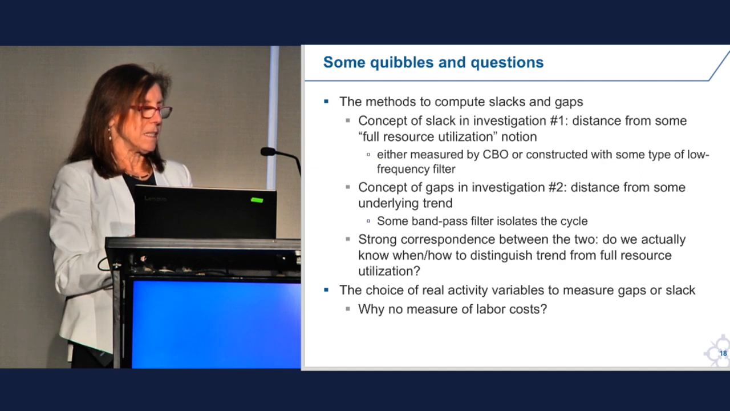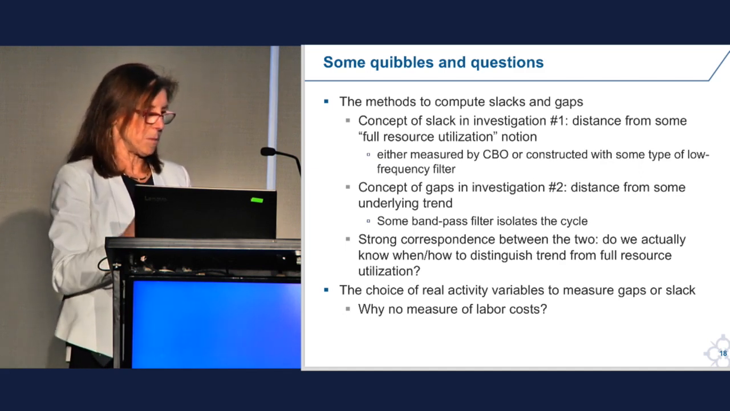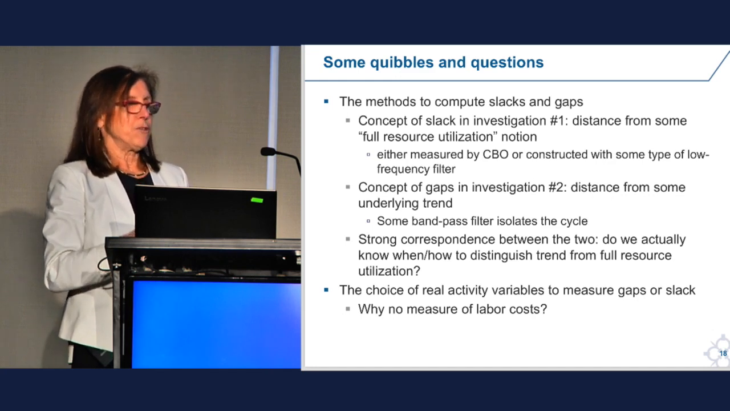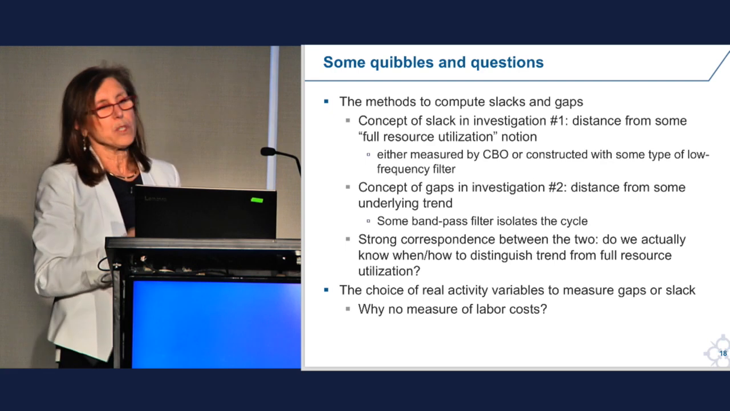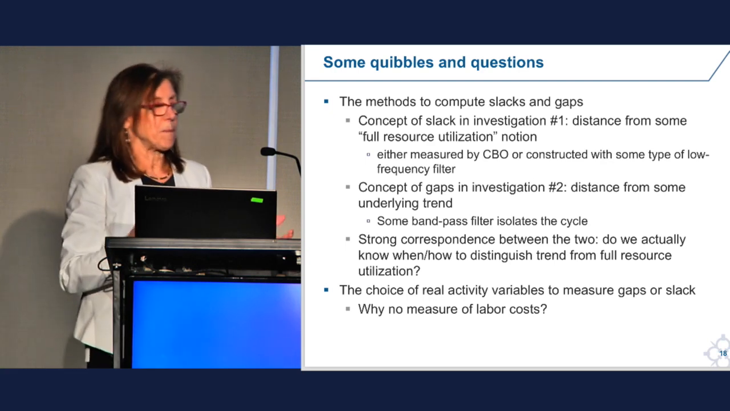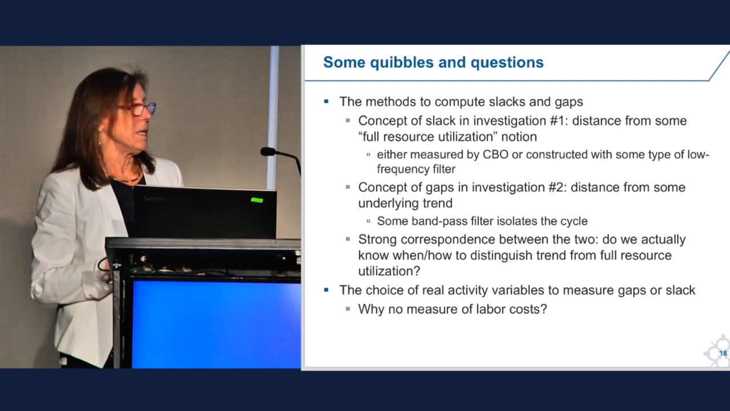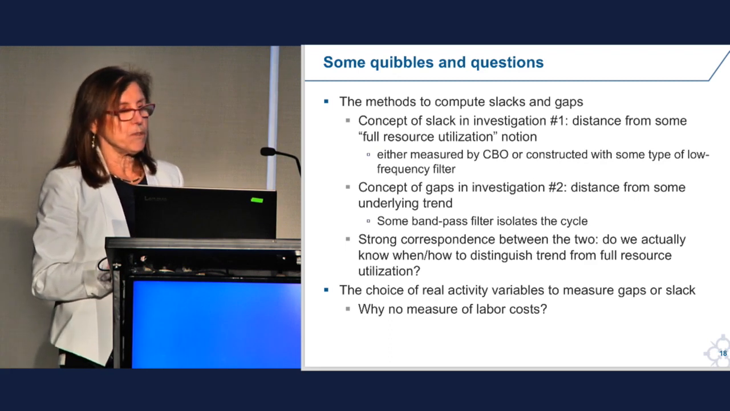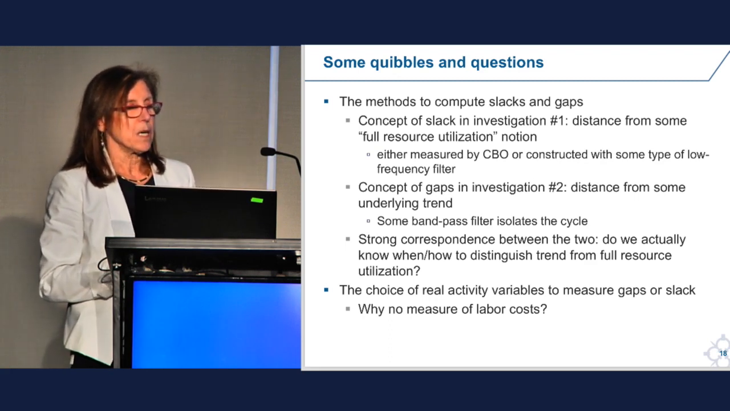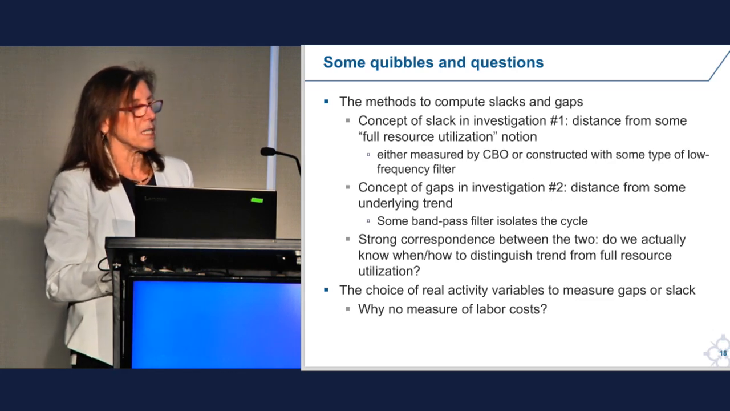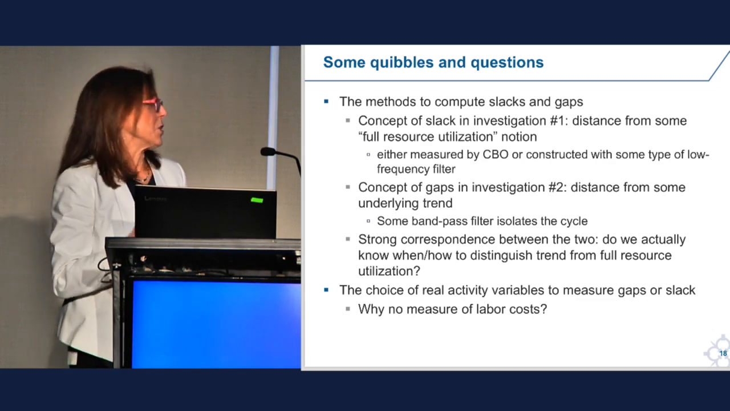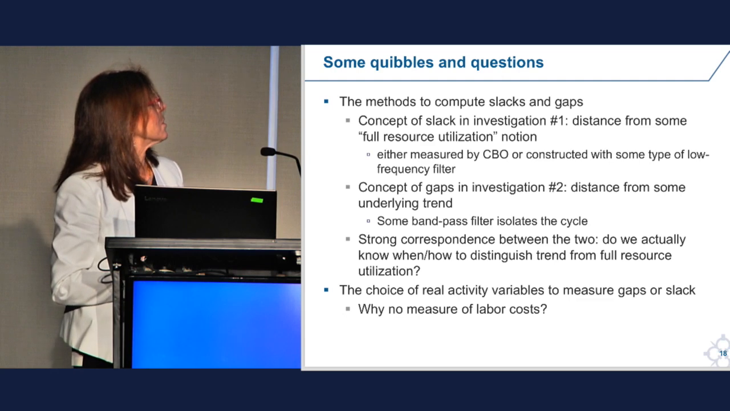The slack, in principle, is a deviation of a variable, say unemployment, from some full capacity, from the economy running at full capacity. But we don't know this full capacity variable. We don't know U star. So often they have to use some way of computing, and so they use some filtering, right? Two-sided filtering and so on.